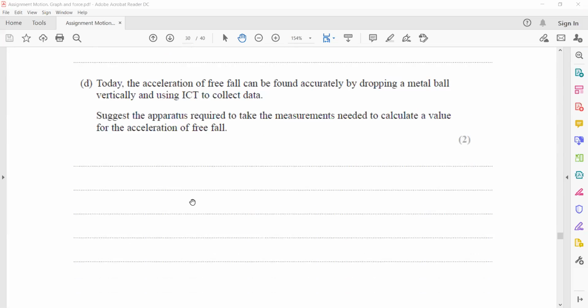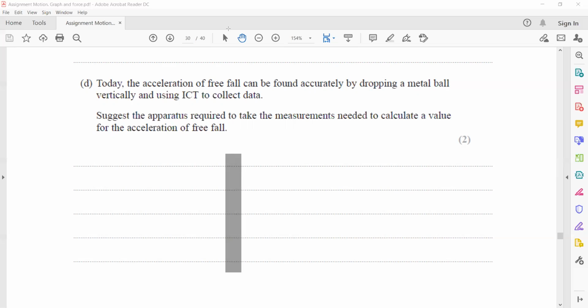Then today, the acceleration of free fall can be found accurately by dropping a metal ball vertically and using ICT to collect data. Suggest the apparatus required to make the measurements needed to calculate a value for acceleration of free fall. So using this ICT, how can we measure, as we discussed, the acceleration of free fall, the acceleration due to gravity?